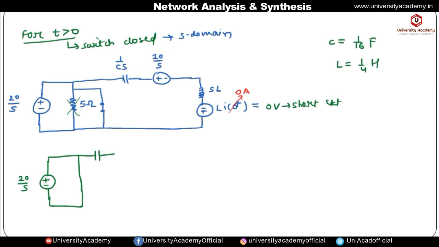So let us substitute. If we substitute C as 1 by 16, it will be 16 by S, and this is plus and minus 20 by S. Then the L value is 1 by 4, so it will be equal to S by 4, and this will become short circuit.